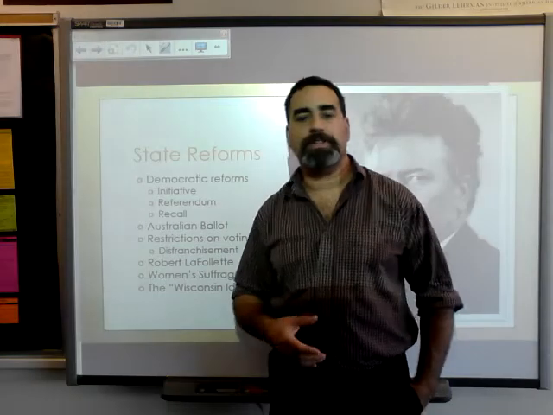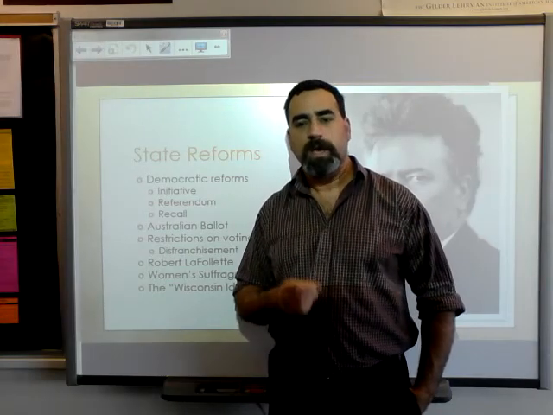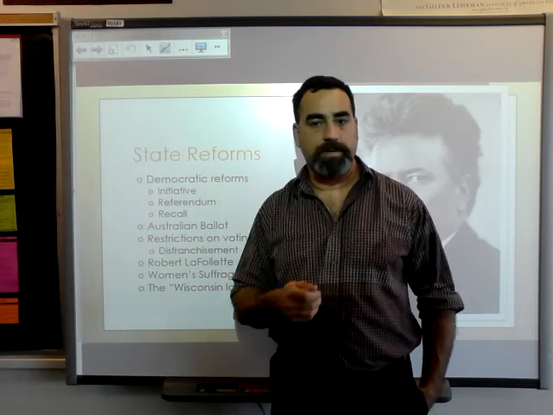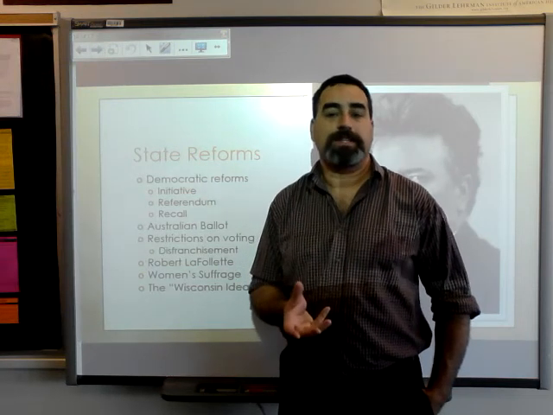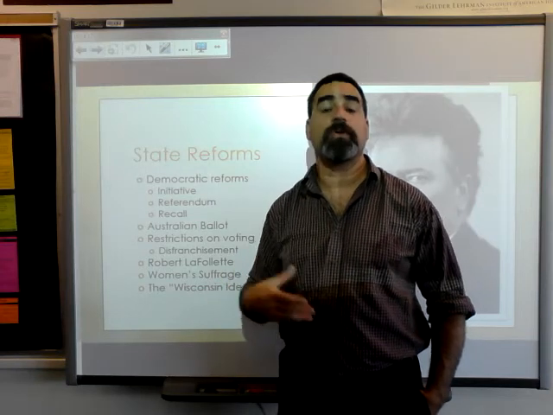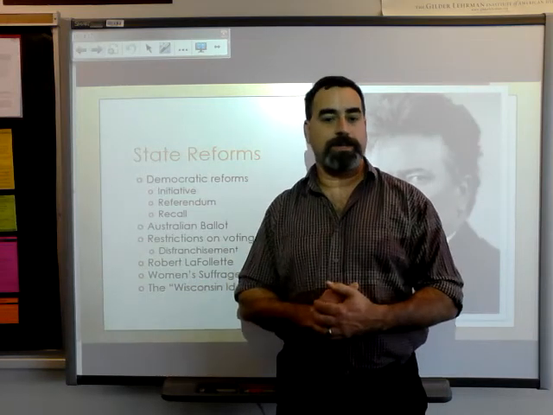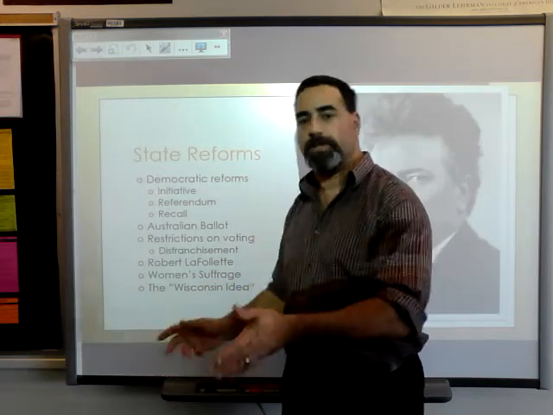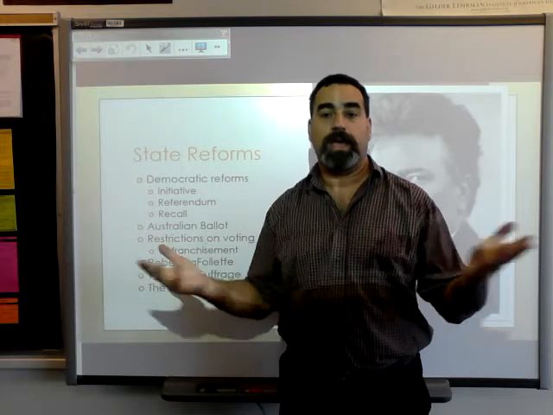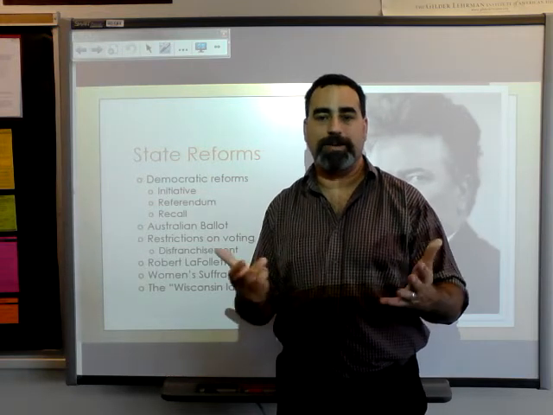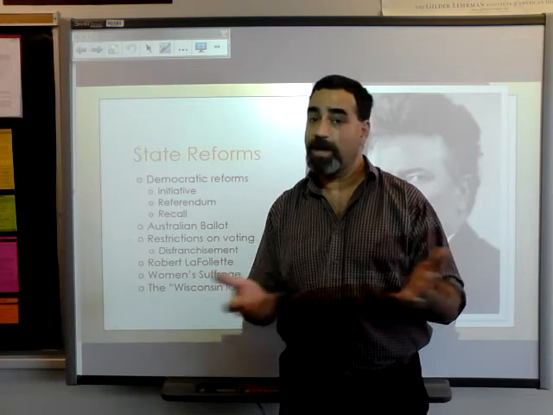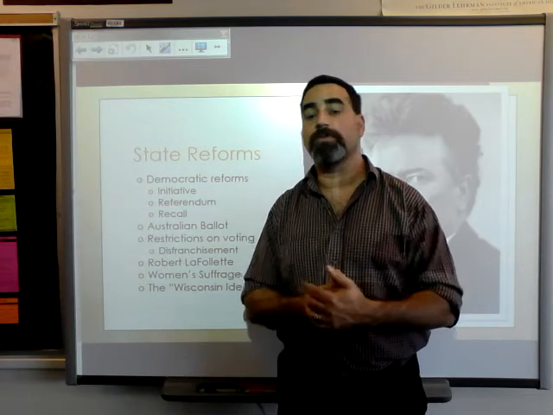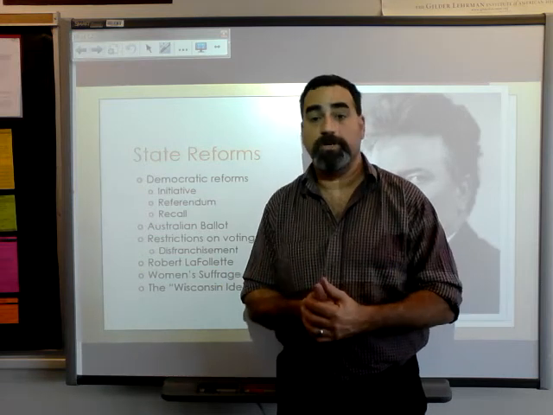Another innovation was something called the Australian ballot. It's hard to believe, but once upon a time, the vote was not anonymous. You did not have a secret ballot. You would go into your polling place, and you would have a ballot for this particular party and a ballot for that particular party, and you choose one. And usually the city boss, the guy who was running your political machine in your city, was standing over there watching you take whatever ballot you wanted to take and watching you vote.